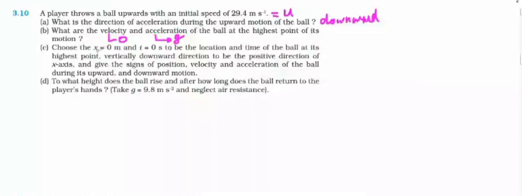Then next, choose x equal to 0 meter and t equal to 0 seconds to be the location and time of the ball at its highest point. We're asked to take x equal to 0 and t equal to 0 at the highest point, and vertically downward direction to be the positive direction of x-axis. So it is not a conventional way. Downward direction is taken as positive axis.